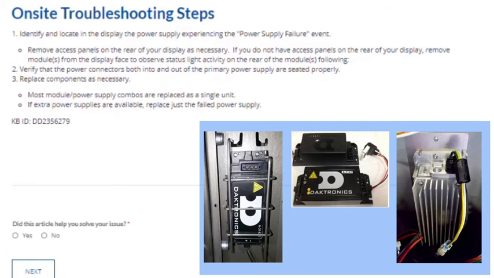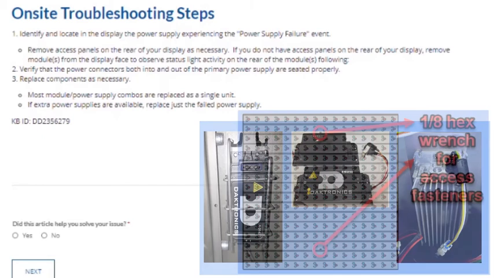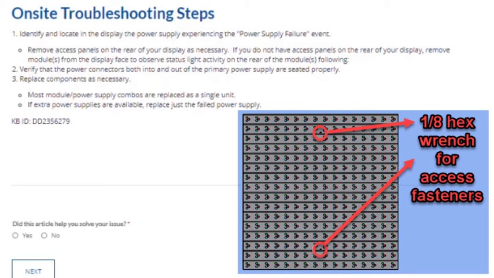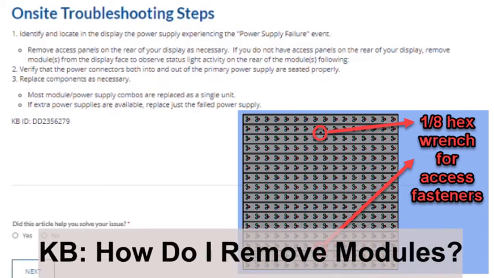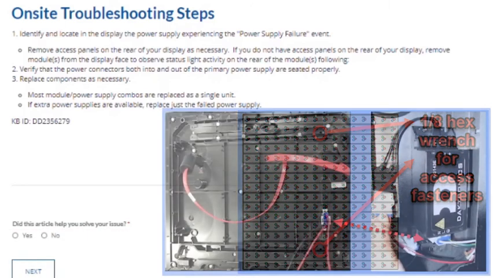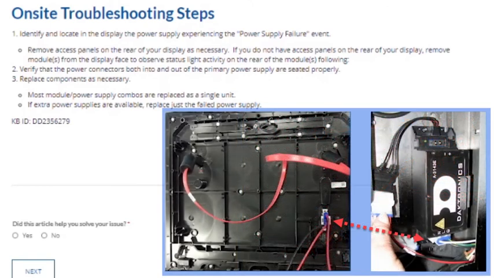On-site, you'll want to identify and locate in the display the power supply experiencing the power supply failure event. In our example, we took note that the error was happening in row 7, column 27. Remove the access panels on the rear of the display as necessary. If you do not have access panels on the rear of your display, remove modules from the display face to observe the status light activity on the rear of the modules following the knowledge base article entitled, How Do I Remove Modules?